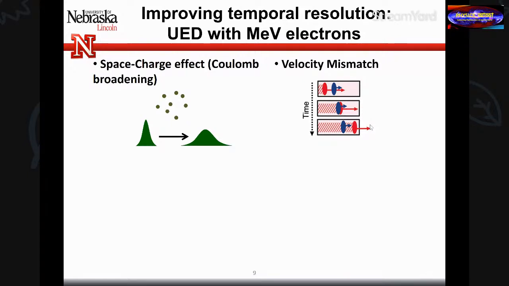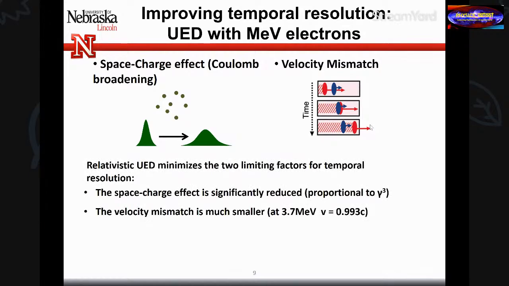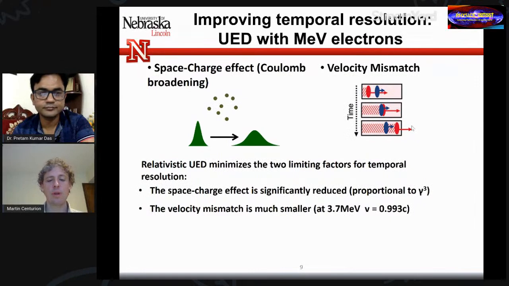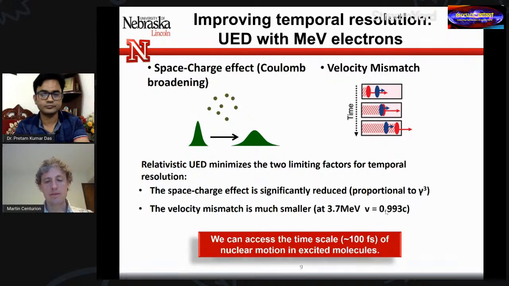So how can we combat these effects to try to improve the resolution? One way is to go to relativistic electrons. And here the space charge effect is reduced significantly. Here gamma is the relativistic factor. And also you can make the velocity mismatch much smaller by bringing the speed of electrons very close to the speed of light.